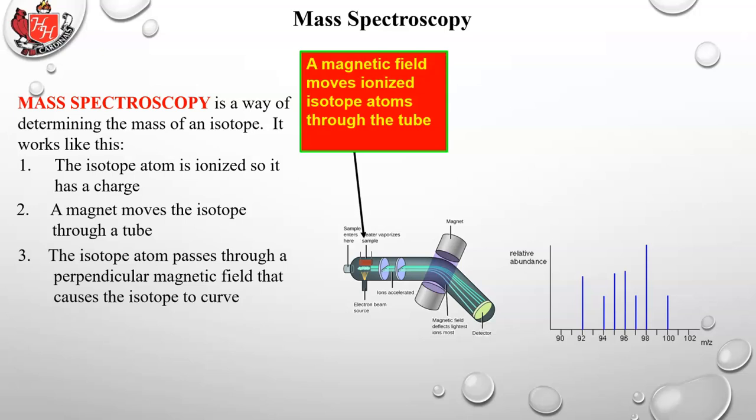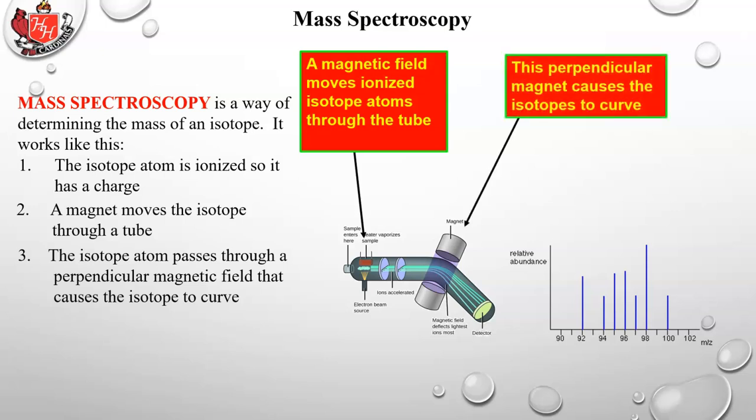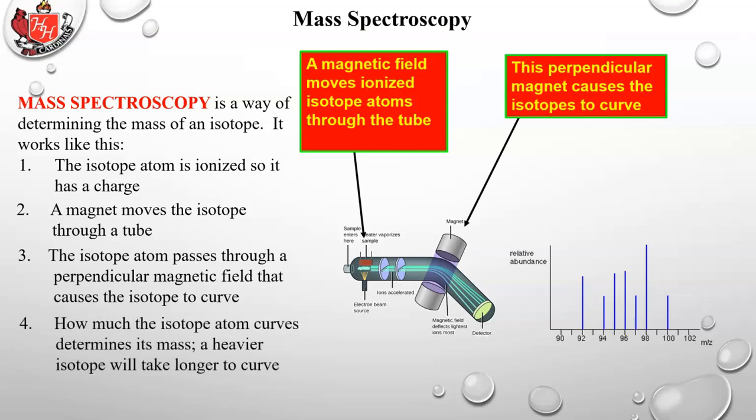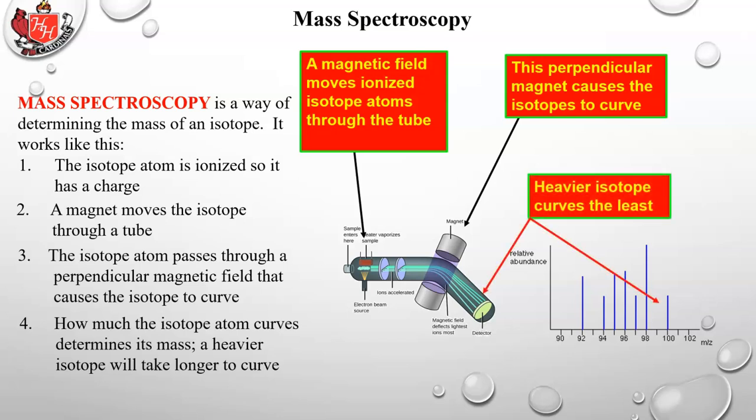The isotope atom passes through a perpendicular magnet, that's the one you see there, that causes the isotope to curve. So this perpendicular magnet causes the isotopes to curve. How much the isotope atom curves depends on its mass. A heavier isotope will take longer to curve, and of course a lighter one will be able to curve quicker, like the motorcycle. So there you see, if the isotope hits the top of that detector on the top side, that's going to be a heavier isotope.